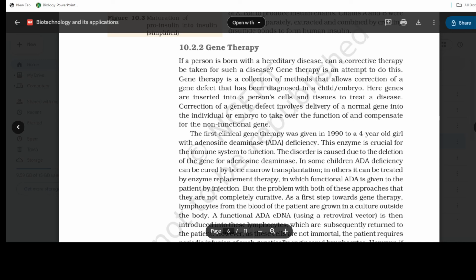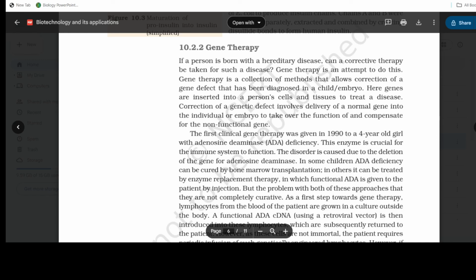Now, in some children, ADA deficiency can be cured by bone marrow transplantation. Here comes the answer to our question. One answer is bone marrow transplantation. In others, it can be treated by enzyme replacement therapy. How is this enzyme replacement therapy done? Functional ADA is given to the patient by injection. So often this enzyme is injected to the patient.